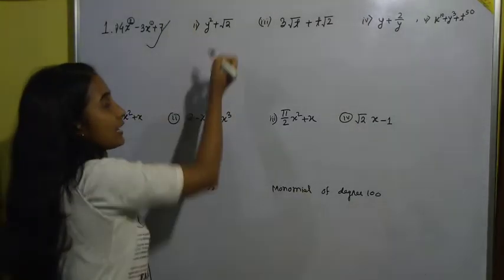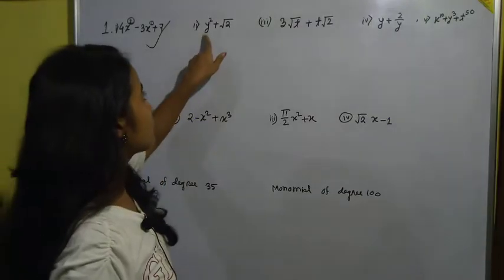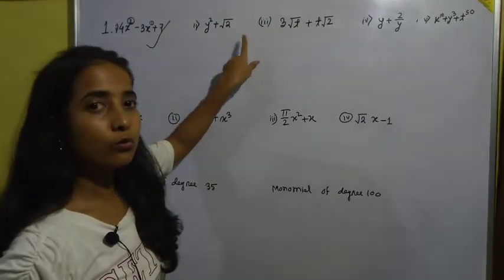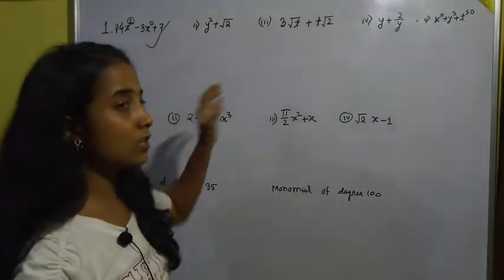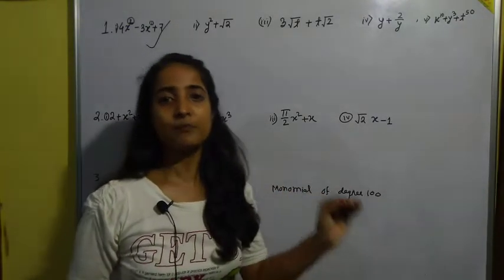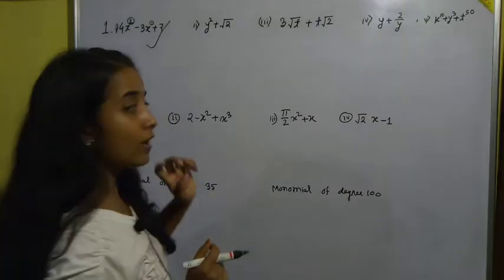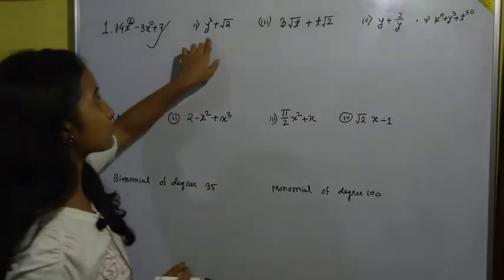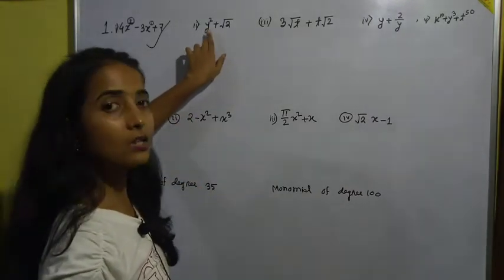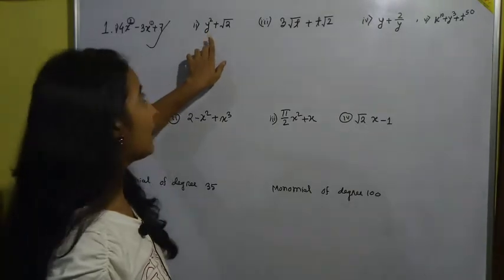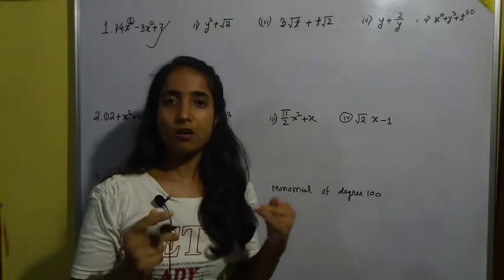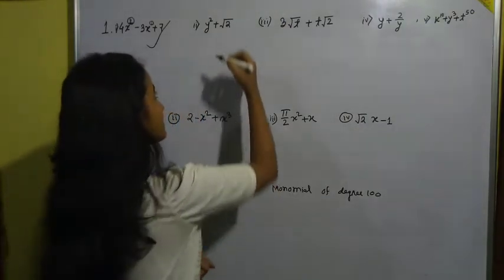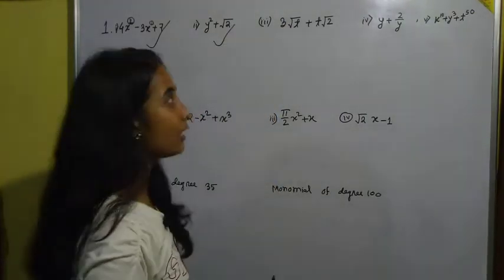Now see the second expression. y square plus root over 2. Now forget about root over 2, because root over 2 is only a constant term. See the variable. What is the variable in this expression? The variable in this expression is y, and the power of y is 2, which is a whole number. That means this is also a polynomial.